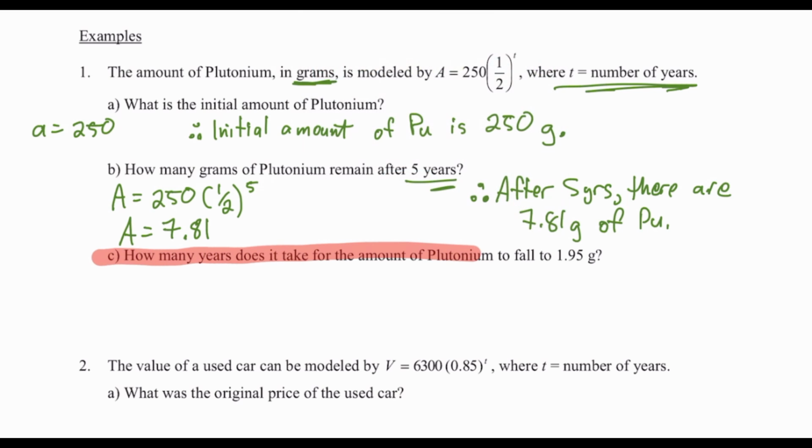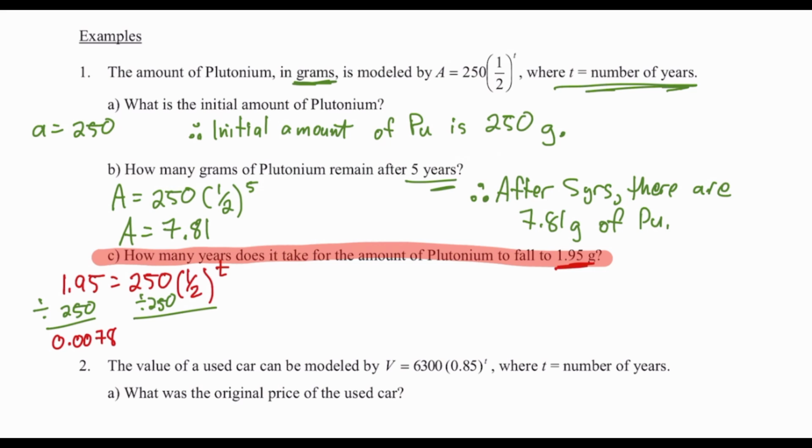Question C is once again one of those questions that wants us to work backwards and find the time. So I will demonstrate that to you quickly. I know the amount is going to be 1.95 grams equals my equation, 250 starting amount, gets cut in half every time to the power of t. In order to start rearranging my equation, I'm going to divide each side by 250, which is going to give me 1.95 over 250, 0.0078, equals half to the power of t, and I'm going to do my logarithm.